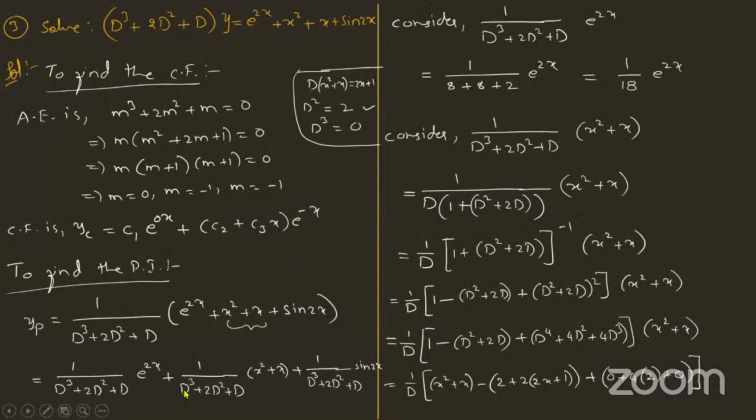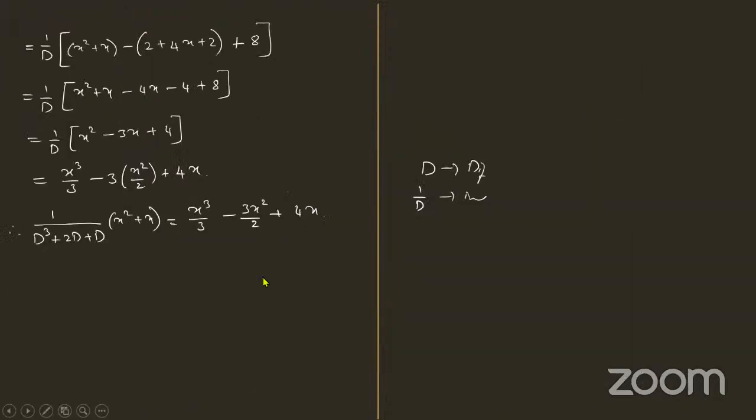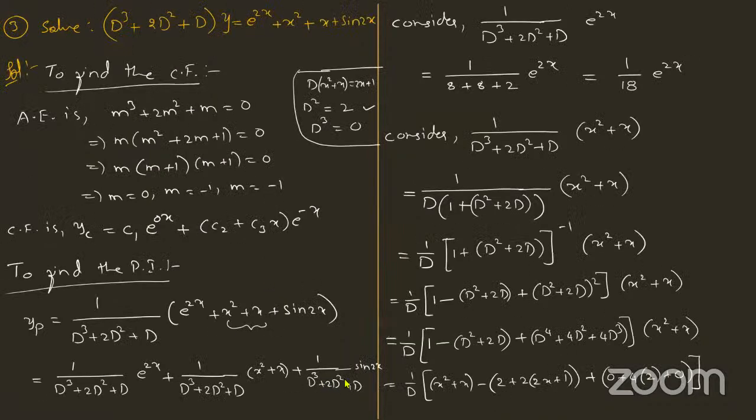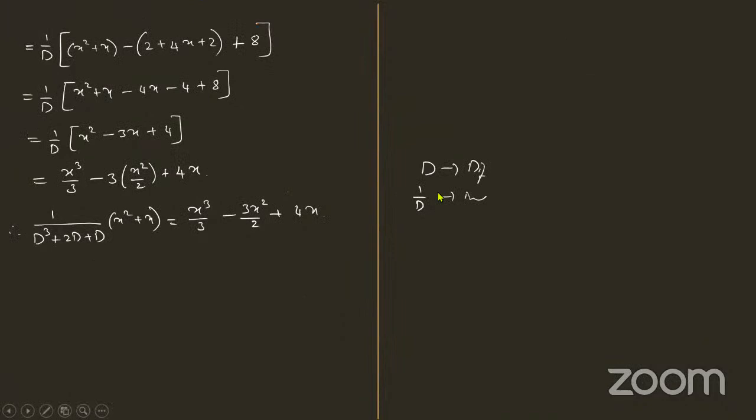Right. So this is the second part of your particular integral. So we have 3 parts in our particular integral. First one we got directly as 1 by 18 into e power 2x. And the second one, now you got it as this. Now we have one more part, you see. We need to operate this on sine 2x. Right. So here it is interesting. Now let me take the third part. Consider 1 divided by d cube plus 2d square plus d. We need to operate this on sine 2x.